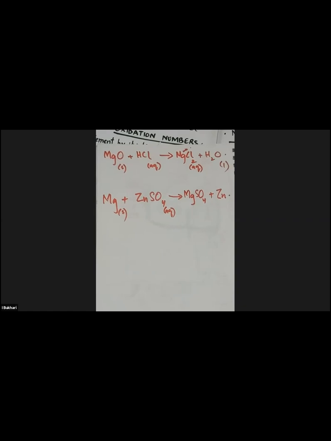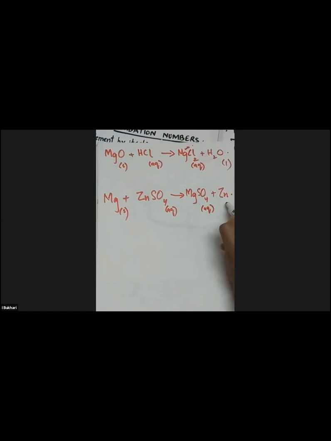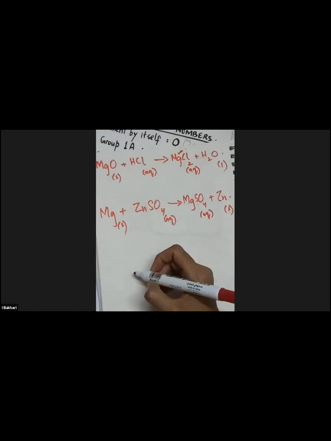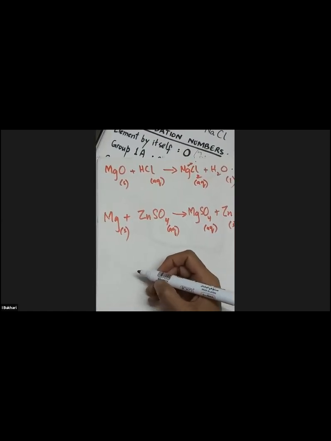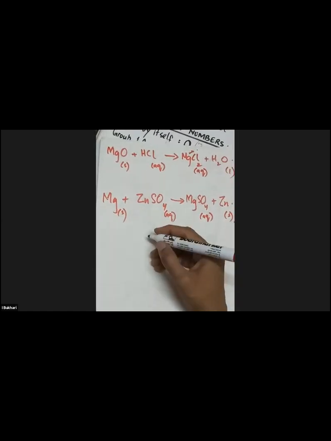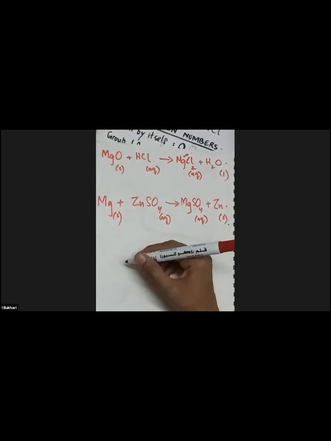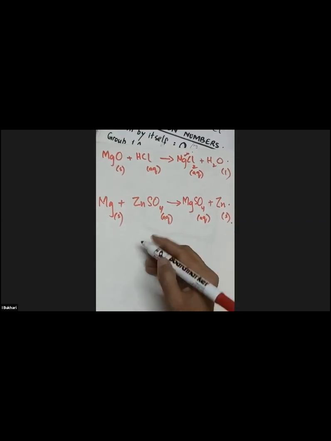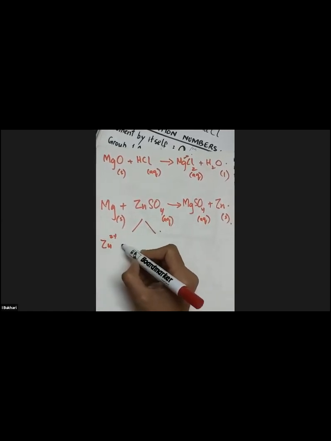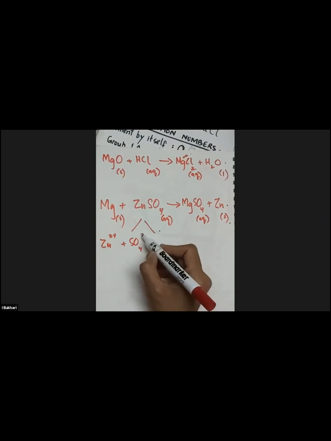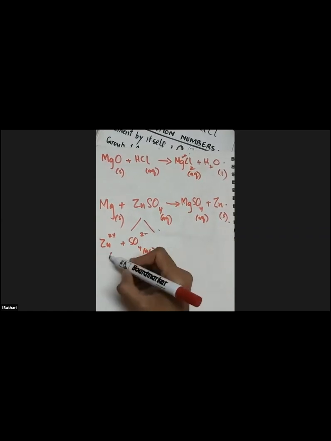Write an ionic equation for this reaction. This is aqueous, this is solid. Okay, let's break them down into their respective ions, right? This is aqueous, so zinc plus sulfate ions.